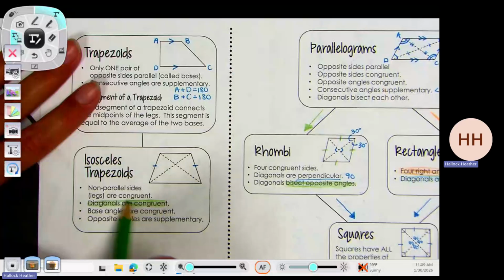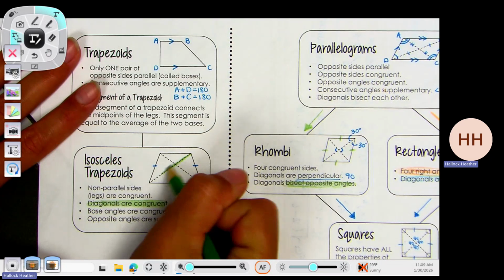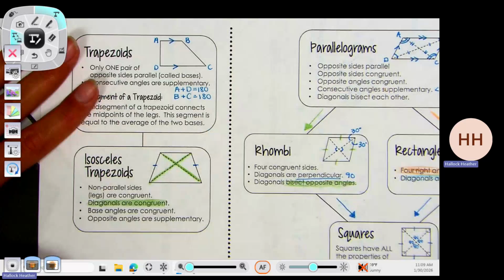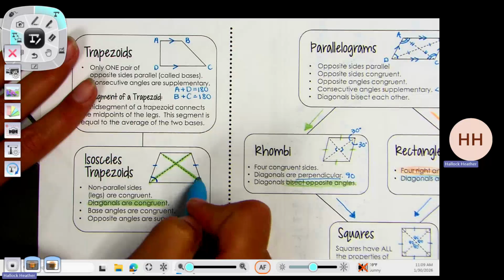So not only are the sides congruent where those tick marks are, I think it's weird to put a tick mark on this, so that's why we're just gonna color it. This piece would match this piece. And then just like we put on yesterday's picture, our base angles are congruent. So this side would match this side.